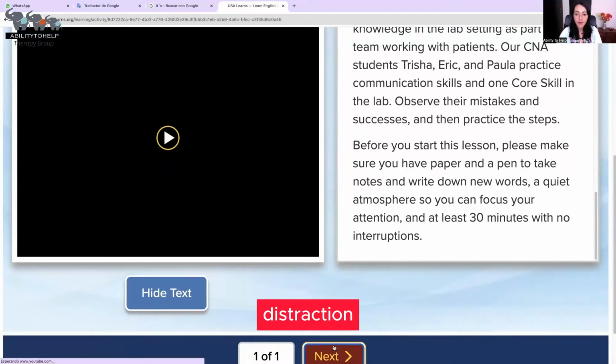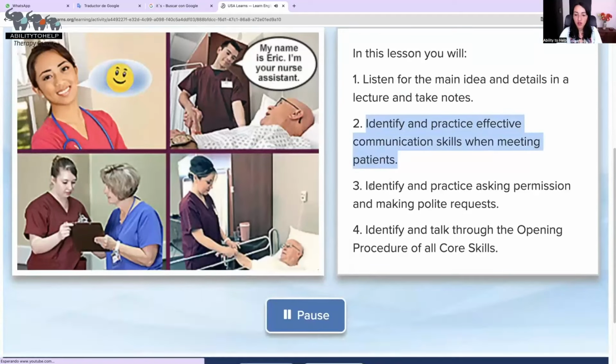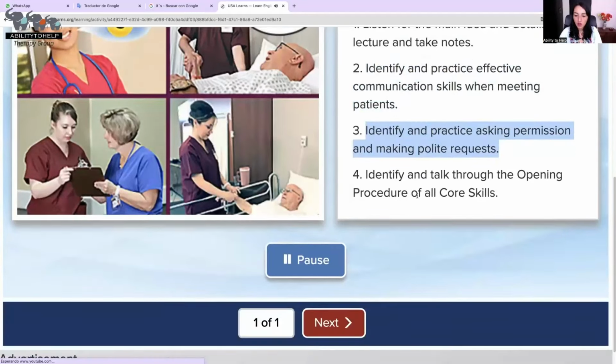So let's see. In this lesson, you will listen for the main idea and details in a lecture and take notes. Identify and practice effective communication skills when meeting patients. Identify and practice asking permission and making polite requests. Identify and talk through the opening procedure of all core skills.